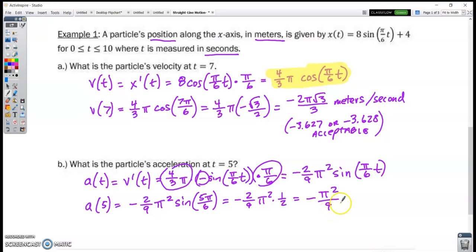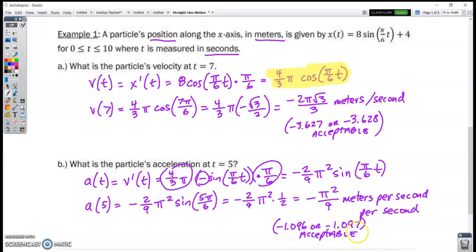My units: the unit of velocity, which was meters per second, per unit of time, so it's meters per second per second. And for those of you who like decimals, an acceptable answer is negative 1.096 or negative 1.097, depending on if you round or truncate.